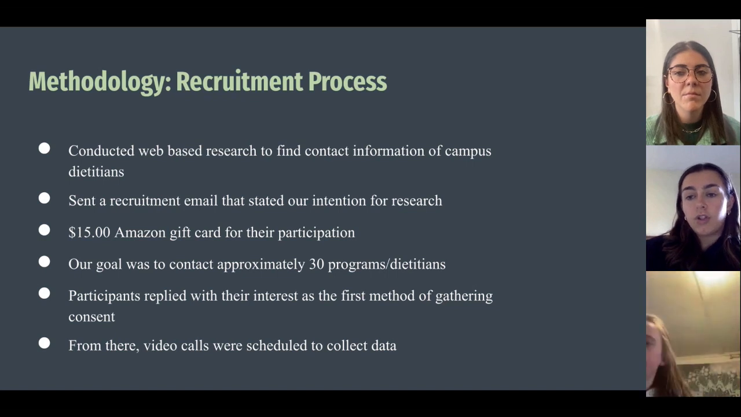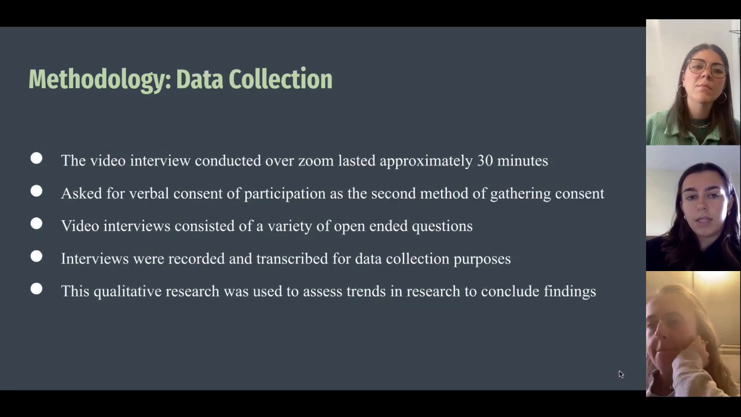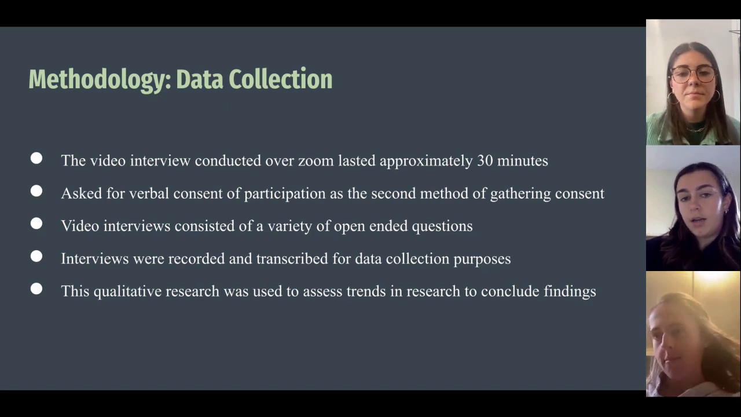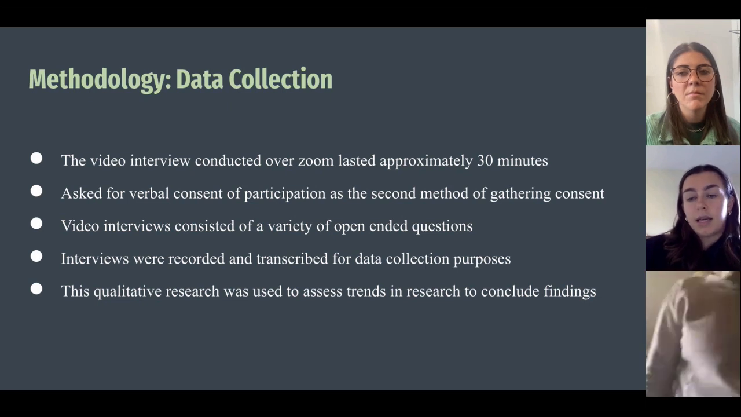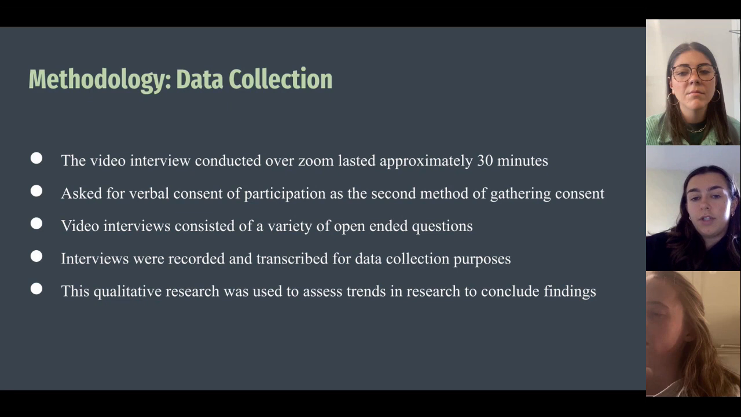As we will talk about later, we had two forms of gathering consent from participants. And from there, we scheduled video calls to begin collecting data. And in the next slide, I'll talk about our data process, collecting data. So in data collection, we again conducted Zoom interviews, and they lasted approximately 30 to 35 minutes. And we asked for consent of participants as the second method of gathering consent. And these video interviews consisted of a variety of open ended questions. And then the interviews are recorded and transcribed for data collection purposes. And the qualitative research was used to assess trends in the research and to conclude our findings.